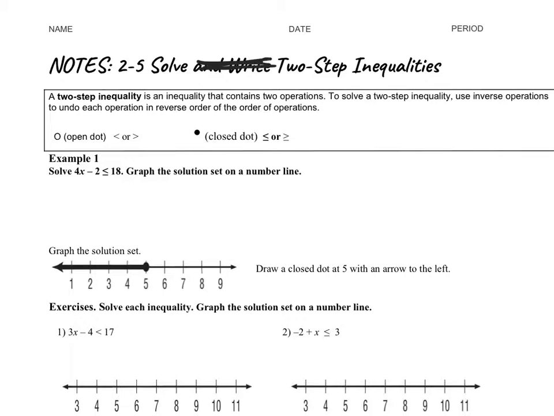An open dot is going to represent less than or greater than. A closed dot is going to represent less than or equal to or greater than or equal to. That should come back to your mind, okay?